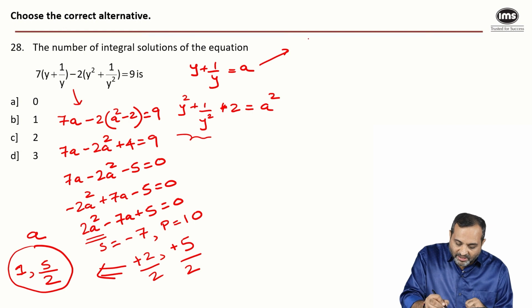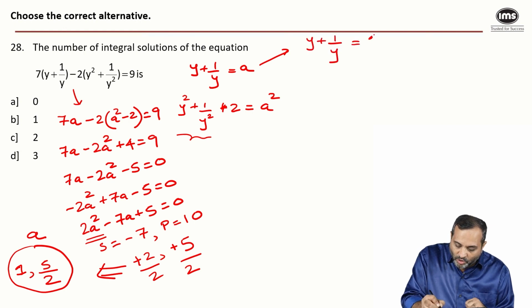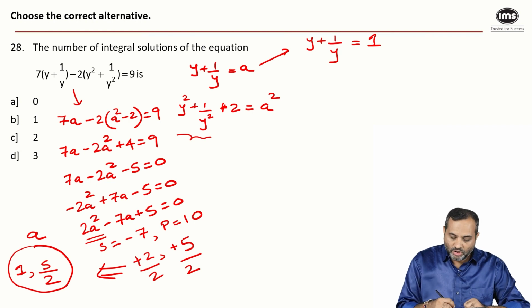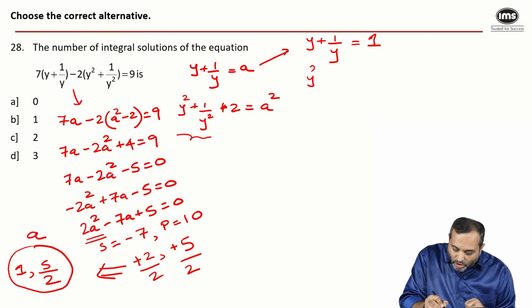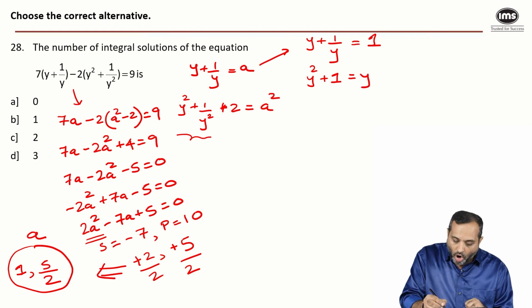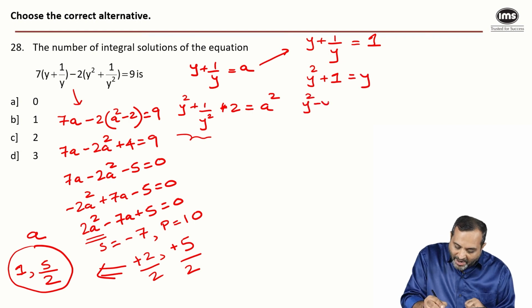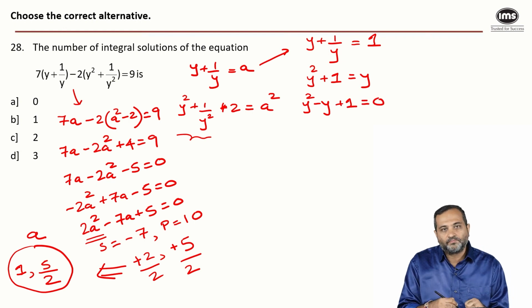So let's assume a is equal to 1. So y plus 1 by y is equal to 1. If you multiply by y, what do you get? y square plus 1 is equal to y, or y square minus y plus 1 is equal to 0.